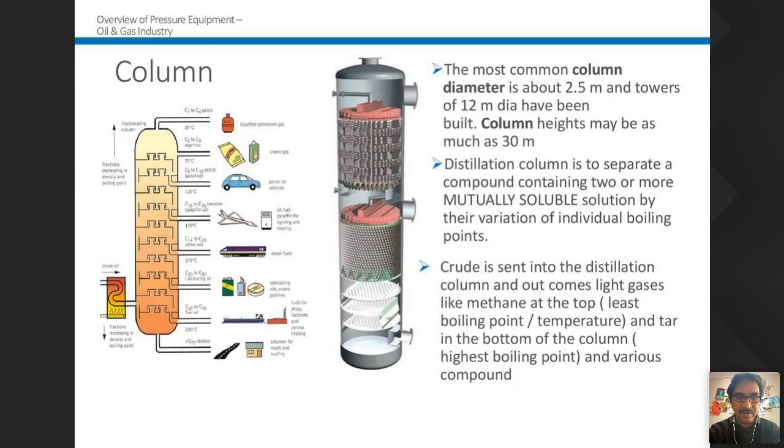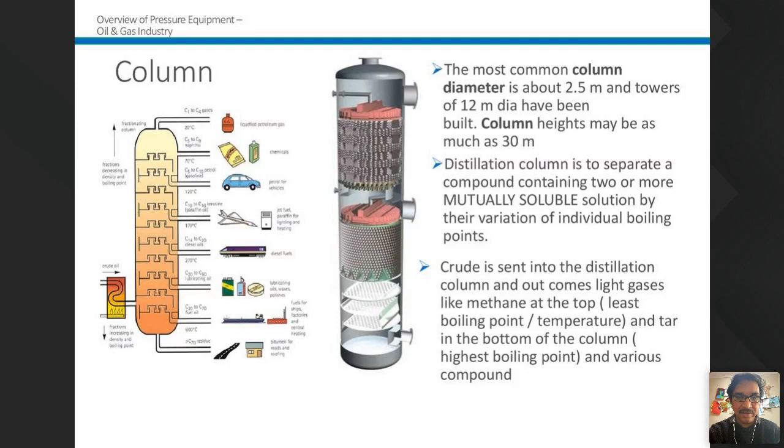For example, if you see the small sketch over there, when you heat crude and push it to the top towards the internals, which we call trays, there is mass transfer and heat transfer happening inside the tray. If you keep pushing the hydrocarbon up through the trays and keep heating it, at 20 degrees centigrade you get a gas that is used in LPG cylinders. And then you progress, going higher with the temperature.